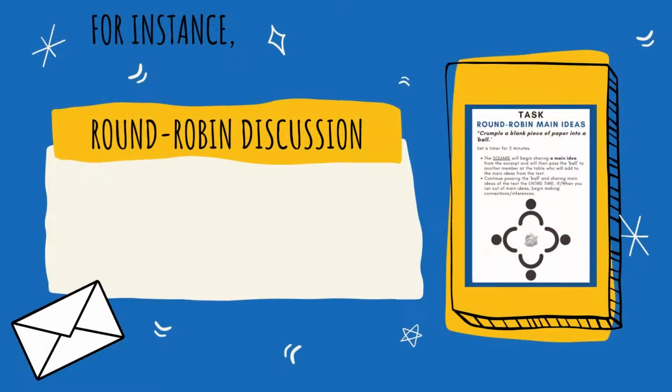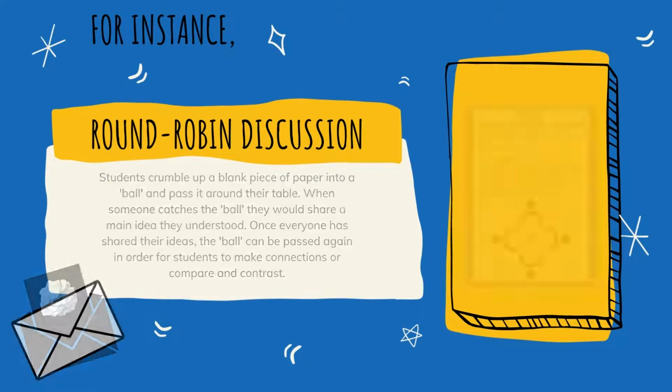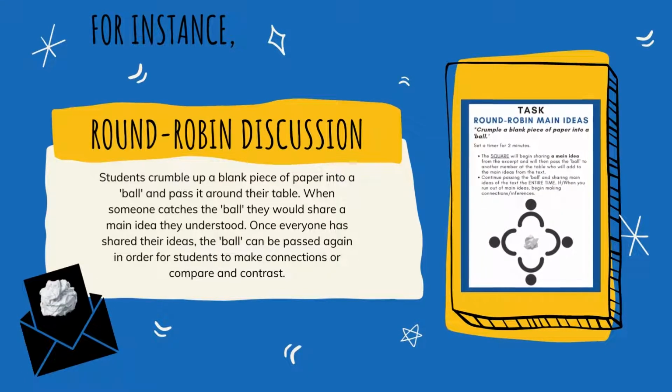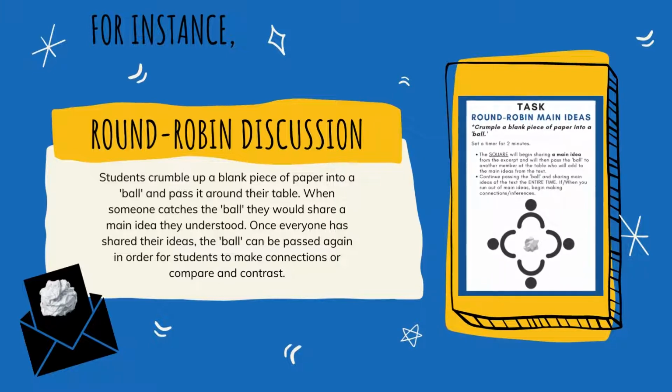For instance, one task structure could be round robin. In this task, students would crumple a blank piece of paper into a ball and pass it around their table. When someone catches the ball, they would share a main idea they understood from, let's say, a video on unicellular organisms. Once everyone has shared their main ideas, the ball can be passed again, asking students to begin making connections or comparing and contrasting unicellular and multicellular organisms.